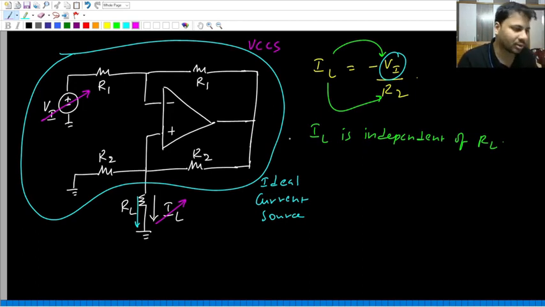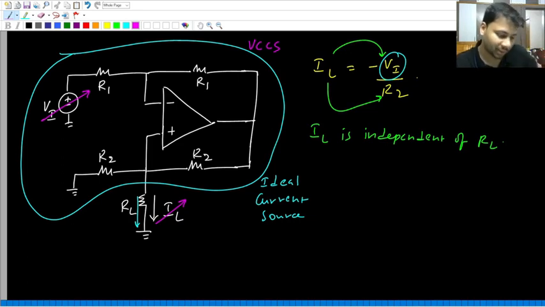So this circuit with respect to the load behaves like an ideal current source, but then the value of the current depends on the applied input voltage. So in a way, that input voltage is controlling how much current will flow through the load. So it behaves as a voltage controlled current source. That's it.